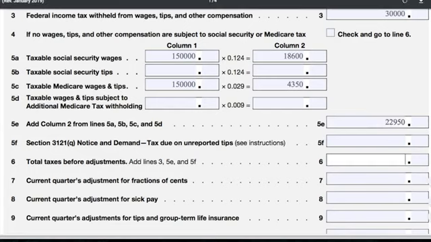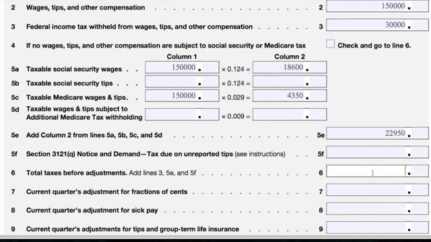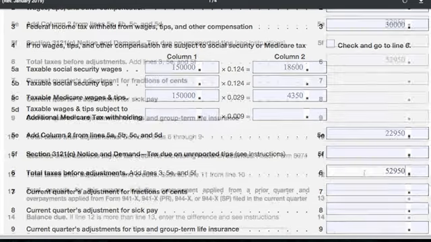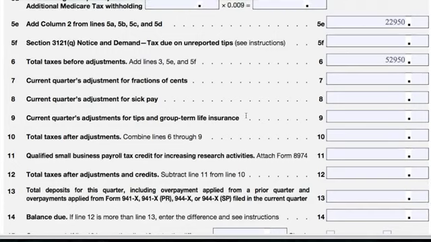You would skip line 5F unless the IRS has sent you a section 3121(q) notice about unreported or underreported tips. In line 6, you'll need to add up lines 3, 5E, and 5F if there's anything in the 5F box. So adding those up, I get $52,950.